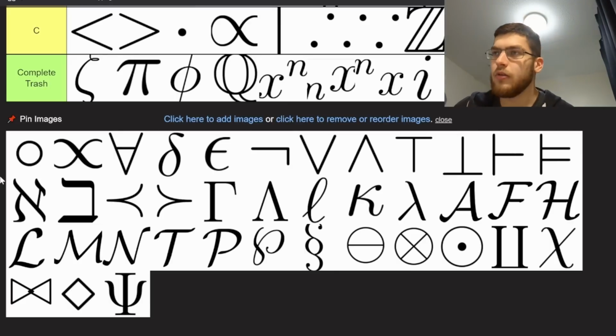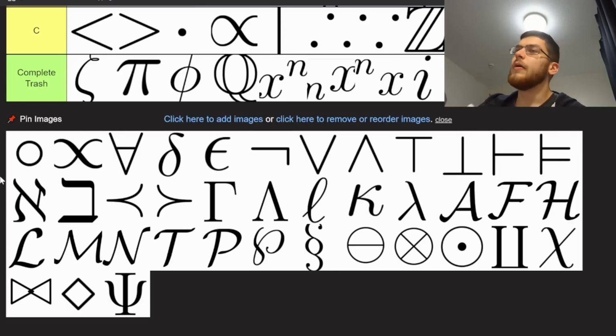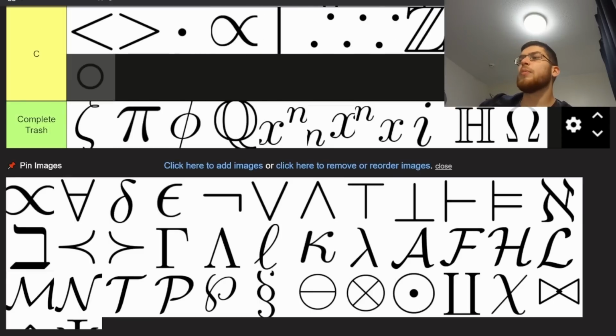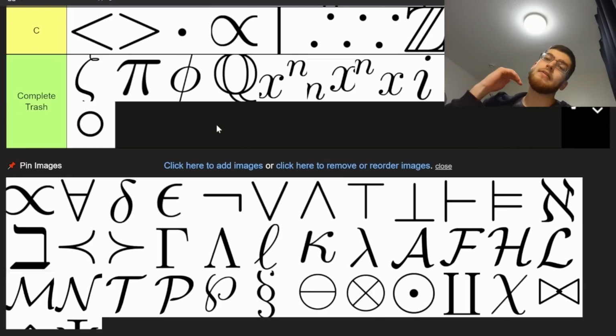You don't really need the circle to say that, you know. So I'm gonna put it in... I'm tempted. I'm gonna put it in complete trash. It's maybe a low level C because I'm probably missing something here, and you can let me know what that is in the comments. But I don't know really.